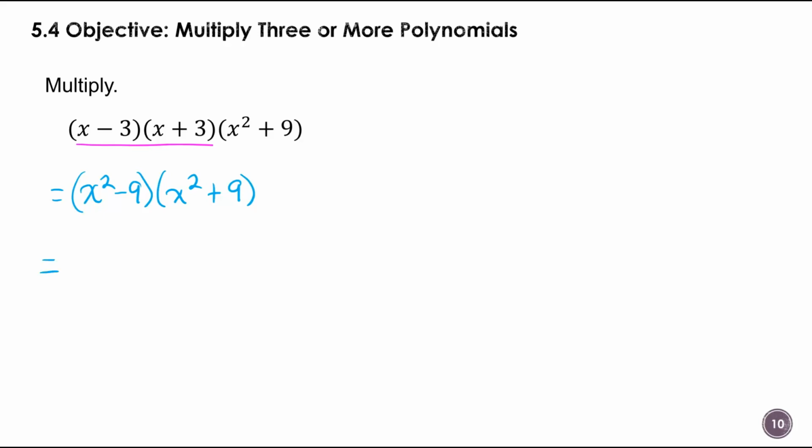And then because I have the sum and difference again, I'm going to get a difference of squares for my answer. I can do this again. So x squared times x squared would be x to the 4th. 9 times 9 is 81. And so I used that effectively 2 times for this question.